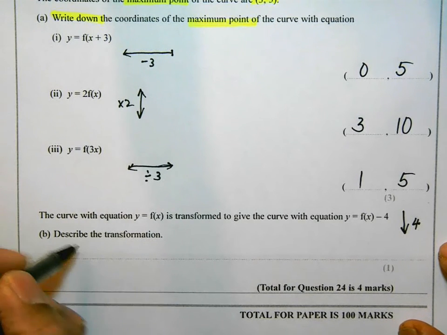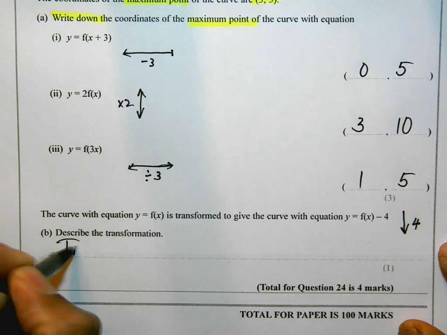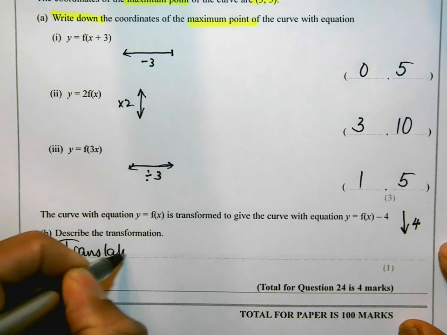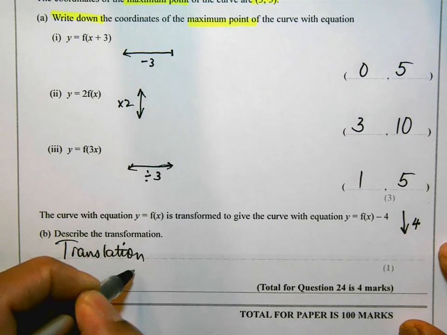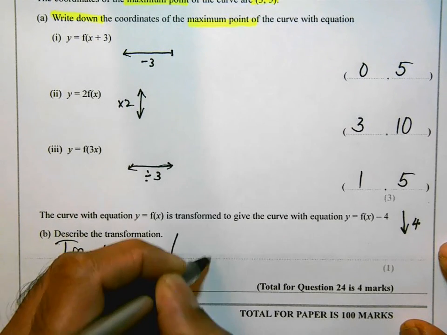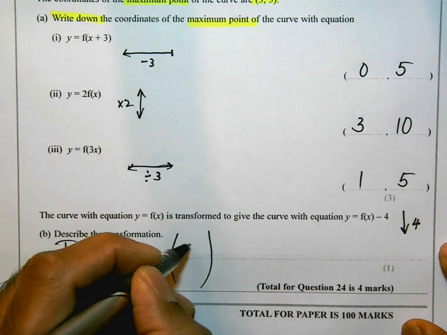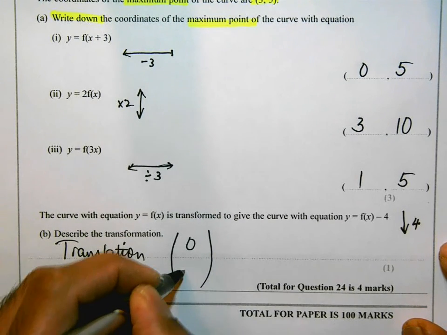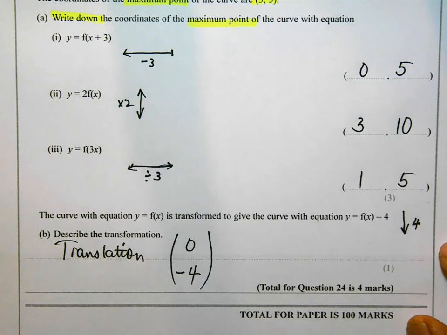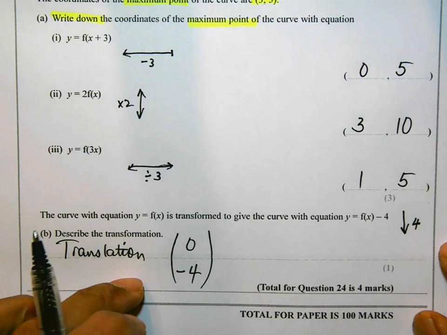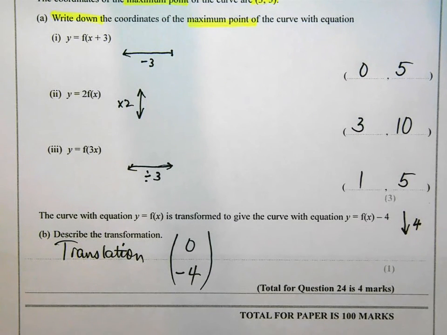Now moving it downwards 4 is a translation, so it's a translation. And the translation vector, it doesn't move left or right. And because it's moving down 4, I'm going to put minus 4 there. So that's my answer for part B. Describe the transformation. It's a translation, and it's a translation of 0, minus 4. This is a straightforward question if you know your graph transformations. You should know these. You should memorize the rules and make sure you can apply them and get full marks in a question like this.